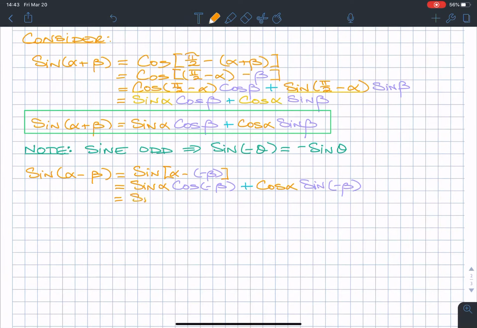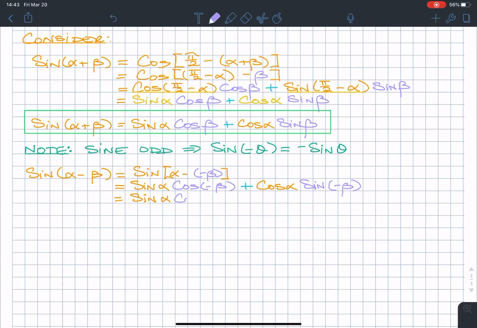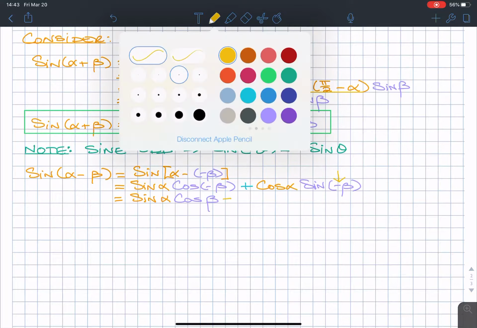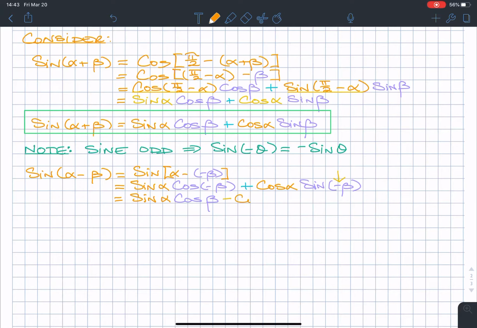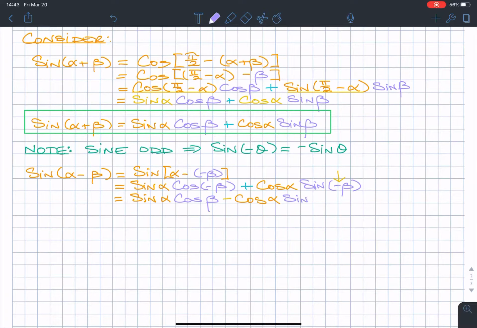So I know that cosine is an even function, which means that cosine of the negative angle is the same as cosine of the positive angle. However, sine is an odd function. That means I need to factor out the negative here. So this is going to be minus cosine of the first angle, alpha, sine of beta, where the negative came out in front of that term.